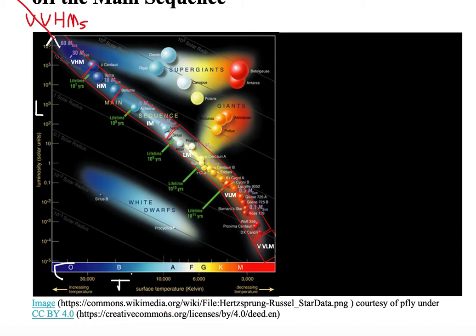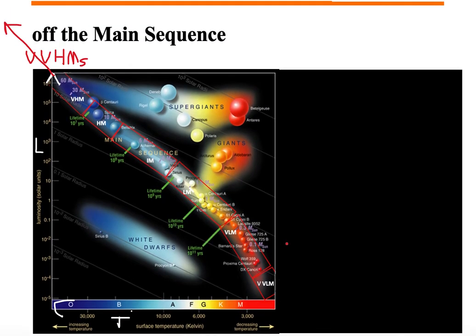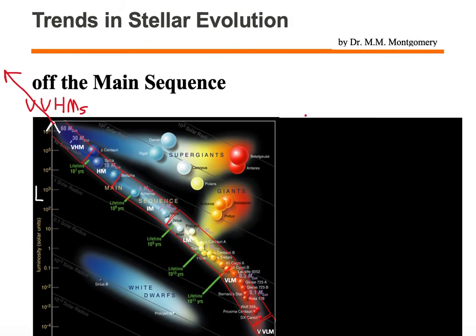Notice how they echo each other around the intermediate mass. At the extremes, we have very, very high mass at the upper left and very, very low mass at the bottom right. Then we have very high mass in the left and then very low mass in the right. Then we have high mass in the left and low mass in the right with intermediate mass in the middle. So they're almost mirror images of each other, with high being on the upper left side and low being on the bottom right side. Now we want to look at trends in stellar evolution off the main sequence.